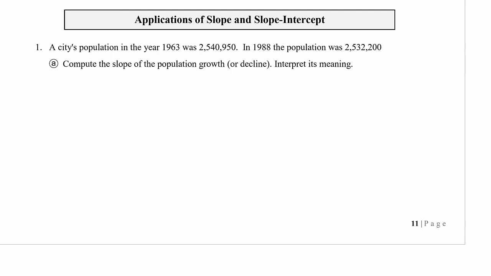So now let's take all of the work that we've been doing on computing slopes and slopes of lines and working with the slope-intercept form to answer some questions posed by a word problem. So here's the first example where we're looking at a city's population in the year 1963, which was 2,540,950. But in the year 1998, the population had decreased, hadn't it, to 2,532,200. And it says compute the slope of the population growth or decline and then interpret its meaning.